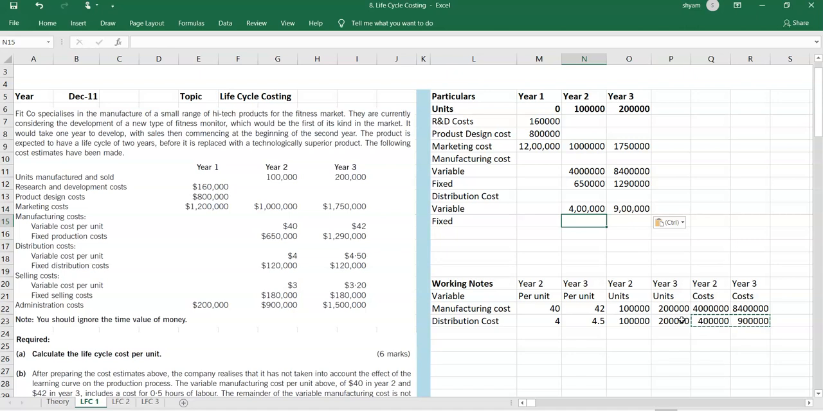So we got this number 2. So we will move on to the fixed. The fixed is 1,20,000 and 1,20,000. Okay, so that's not a different number.